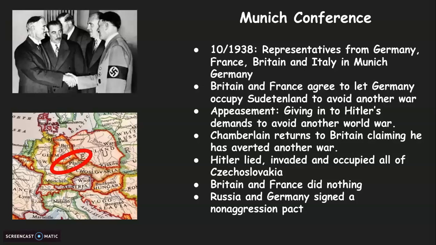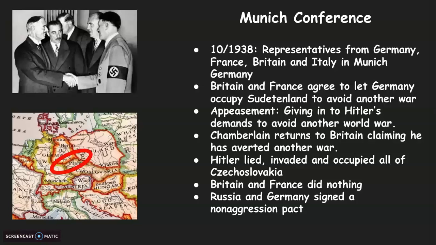Now, the plan is they have to figure out what to do with Germany and Italy occupying lands. So that's what it is. They meet at this conference to try to figure out what to do. So Britain and France agree to let Germany occupy the Sudetenland, which is that circled area down there, to the western part of Czechoslovakia.